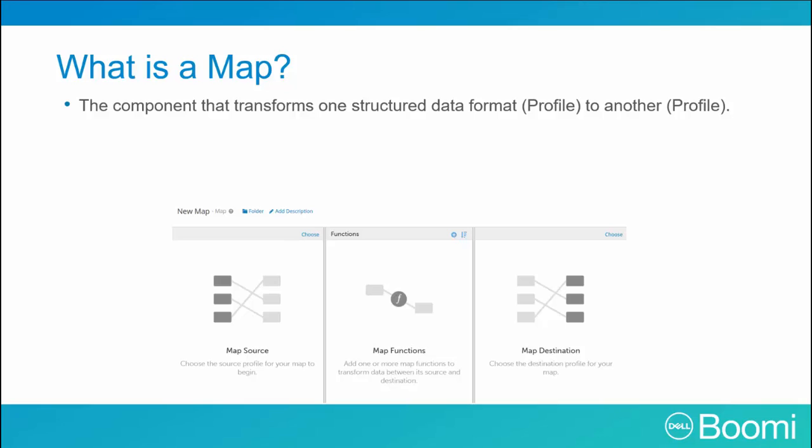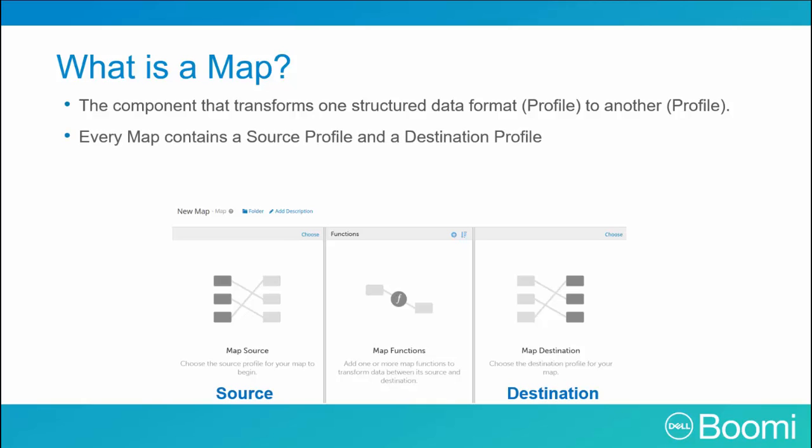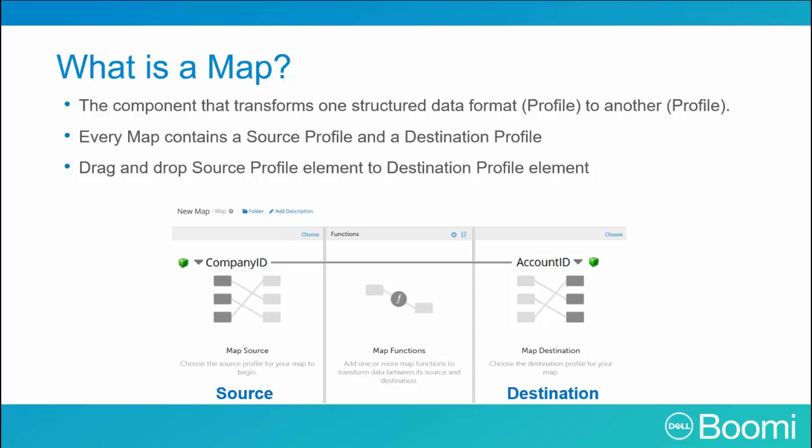A map shape transforms one structured data format or profile to another. In our case, we're going to be transforming our XML files to CSV flat files. Each map has a source profile, your input data, and a destination profile, your output data. These files are imported into the map based on a sample file or schema or manually created. Once the profiles are loaded, it's time to map the corresponding elements. To map the elements, simply drag and drop each source profile element to one or more destination profile elements. Let's set up our map for our business use case.